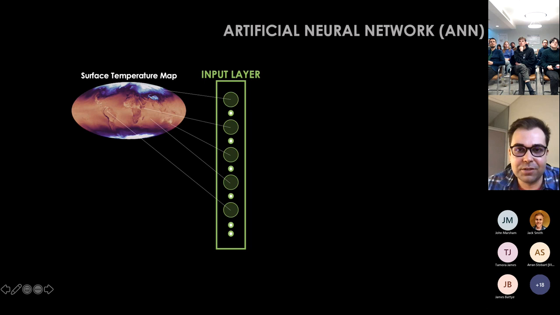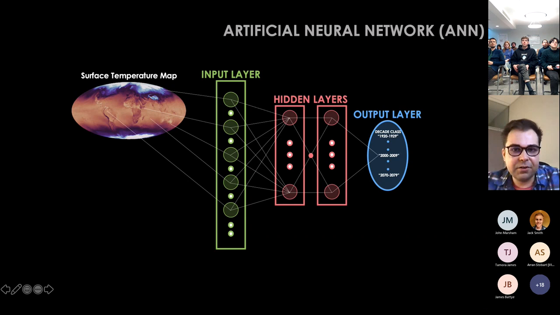So each point on this temperature map is going to go into this input layer, and it's going to go into these hidden layers. So that's where all the nonlinear magic happens. And if you're not familiar with neural networks, it's very similar to regression, just with a nonlinear mapping to it. So each of these points are going into this neural network. And then what is the prediction? We're trying to predict what year that map is. Of course, that prediction itself is super silly.